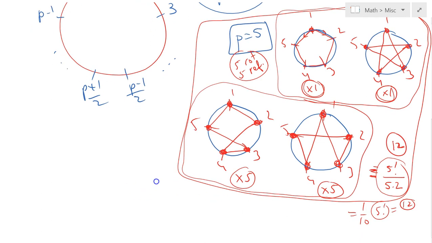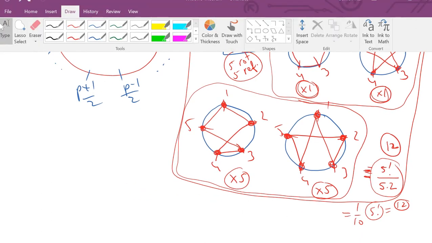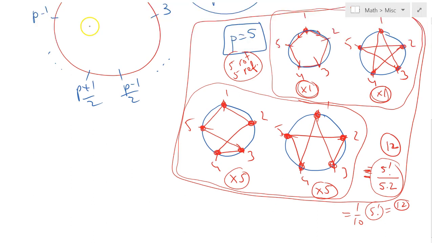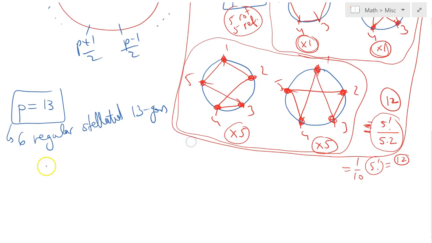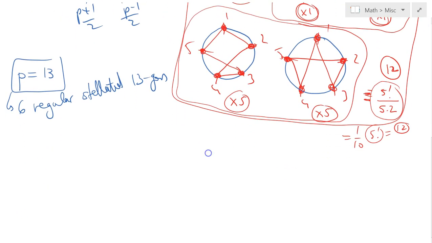So for instance, if you consider the case p is equal to 13, you would just realize that we would have, I believe, six different regular stellated 13-gons, and these shapes are, well, do I have space?